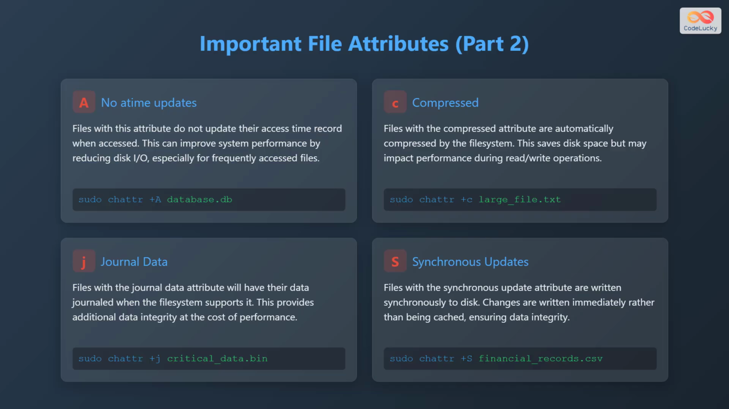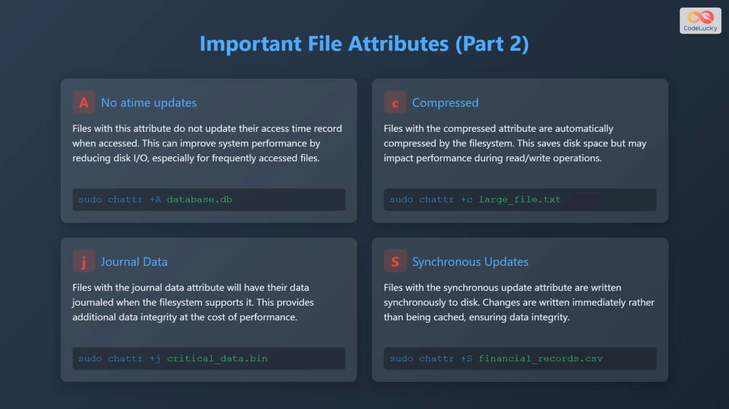Then we have the j attribute, which stands for journal data. Files with the journal data attribute will have their data journaled when the file system supports it. This provides additional data integrity at the cost of performance. For example, to set the journal data attribute on a file named critical_data.bin, use the command sudo chattr +j critical_data.bin.